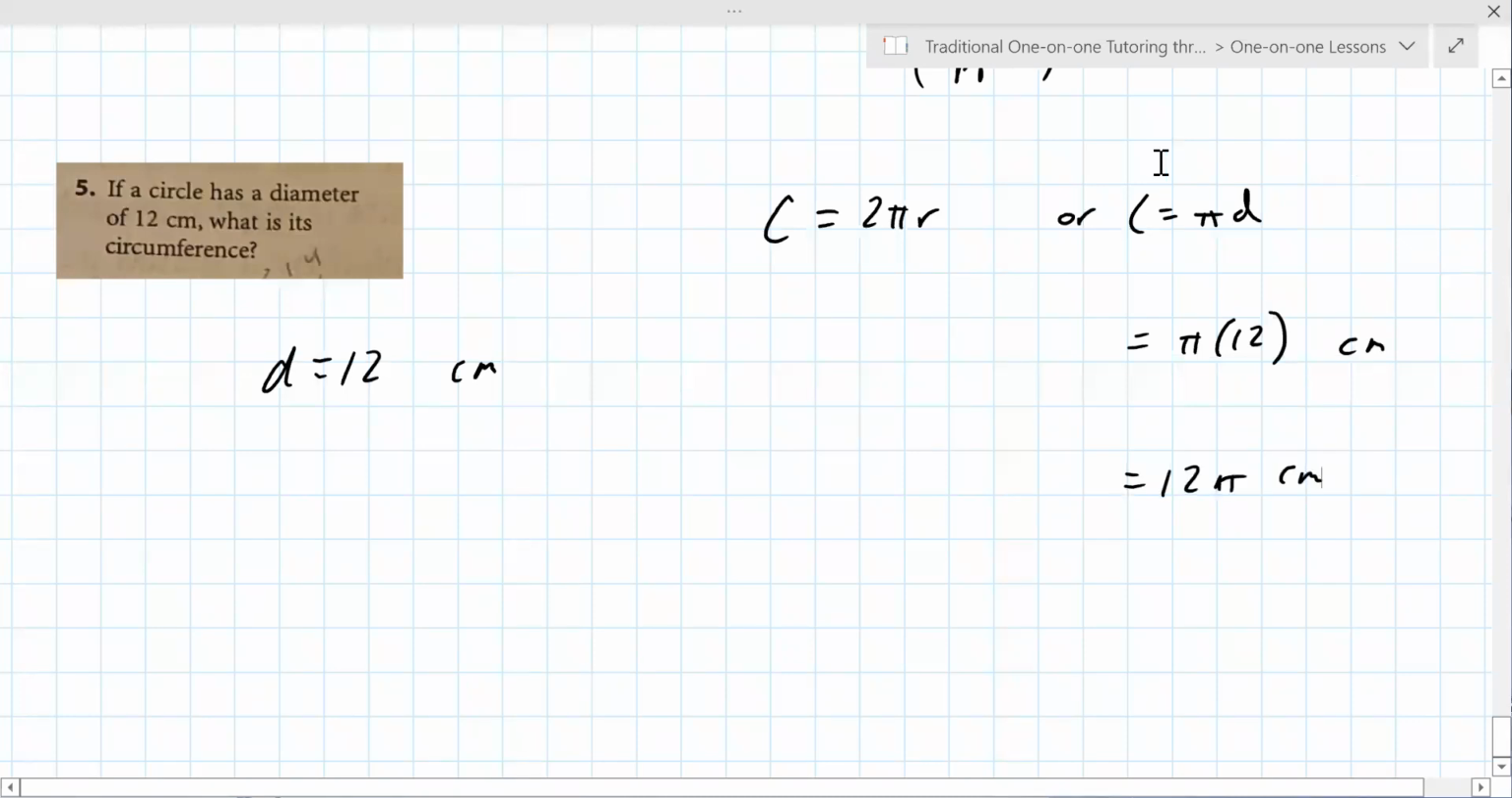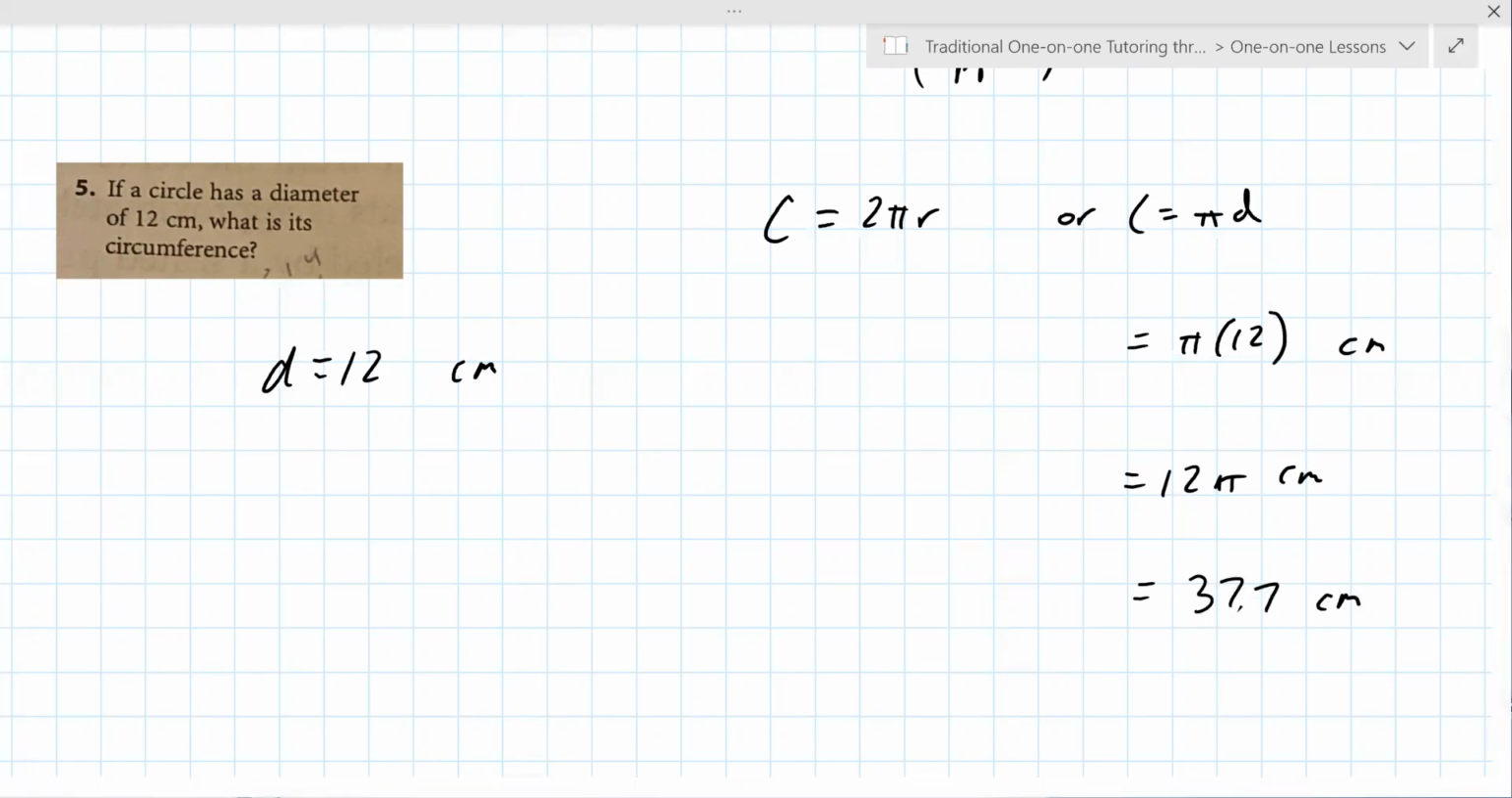And then to get the approximate, it would have to be 12 times 3.14. Let's see. Should get 37.7 centimeters roughly. Yeah, that's what I got. All right, I'm going to just stop.